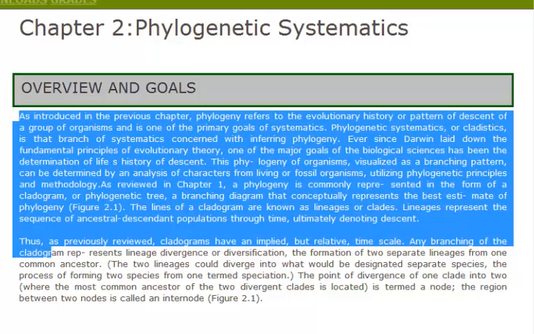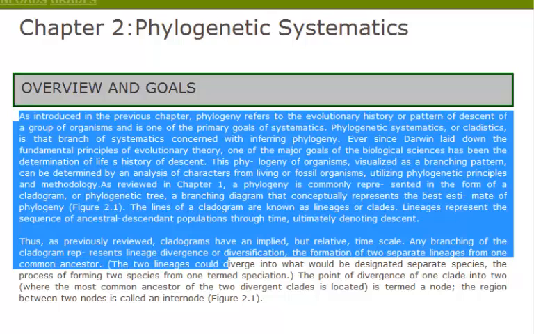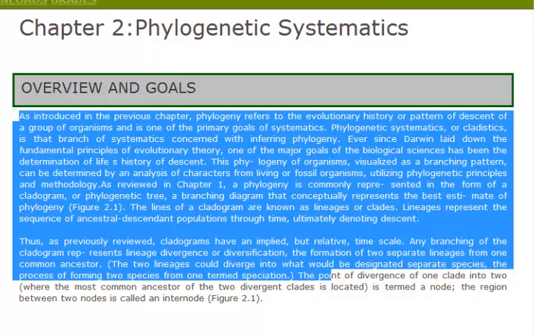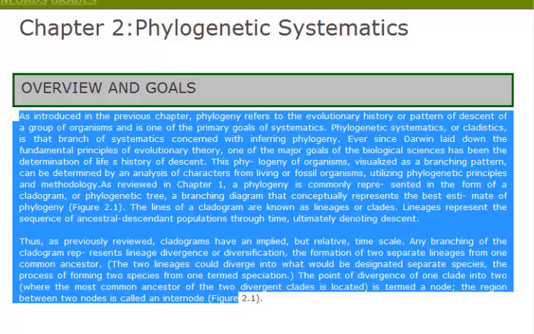Any branching of the cladogram represents lineage divergence or diversification, the formation of two separate lineages from one common ancestor. The point of divergence of one clade into two is termed a node. The region between two nodes is called an internode.